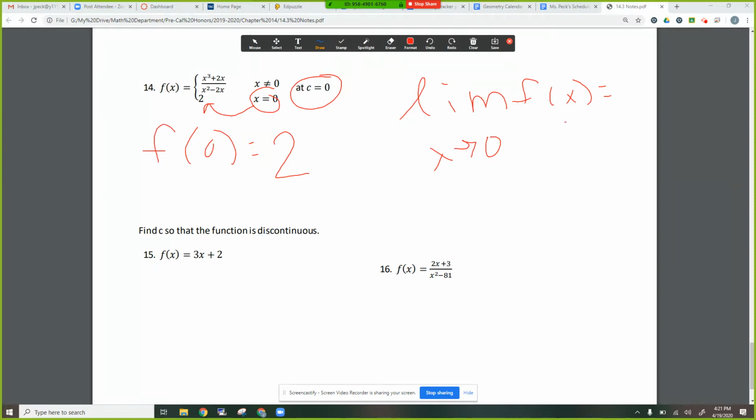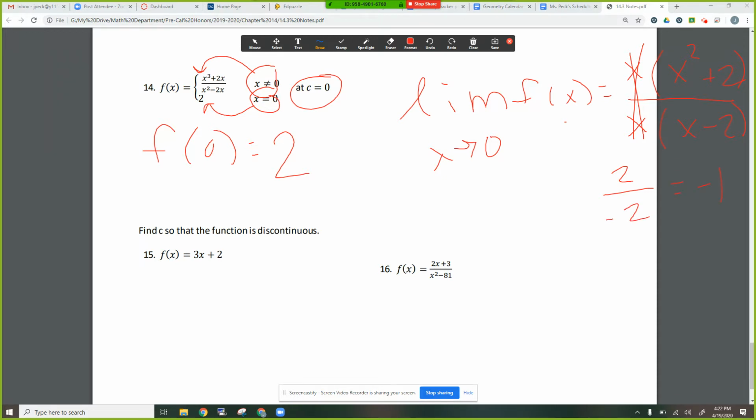Now we need to do the limit. So in order to do the limit, we're going to look at this guy here. So if we were to put 0 in there, we would get undefined, so we have to factor. So we can pull out an x on the top, which leaves us with x squared plus 2. And then on the bottom, we can also pull out an x, which gives us x minus 2. So those x's can cancel. Now when we plug in 0, we have 0 plus 2, which is 2, over 0 minus 2, which is -2, which simplifies to -1.